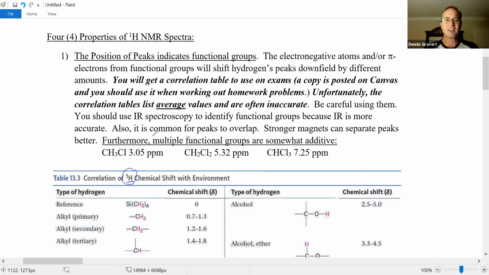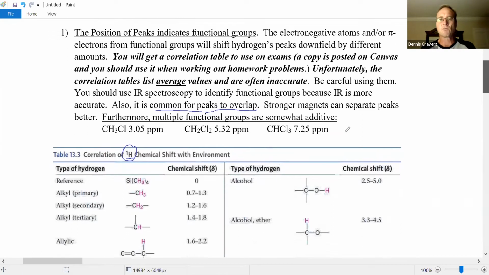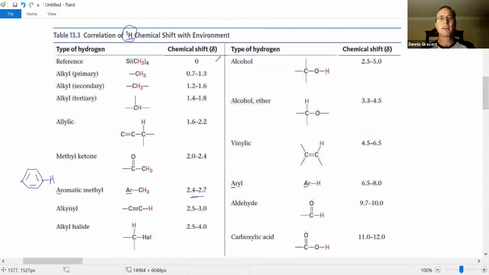Oh, and there's another note here. It is very common for peaks to overlap. So that is unfortunate. If you look at the range here, TMS, the reference compound, starts at 0, and we can have peaks right next to it. So they're pretty close. And the farthest downfield, 11 or 12, is not that far. In carbon NMR, we can get peaks all the way down to 200. So things got spread out in the carbon NMR. Hydrogen, not so much. That's unfortunate.